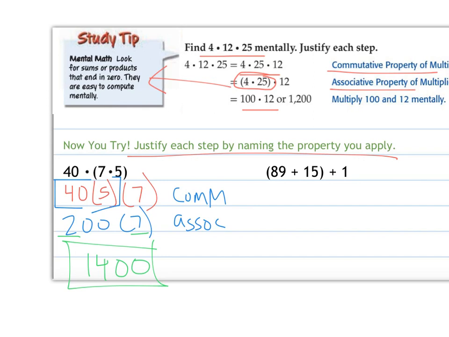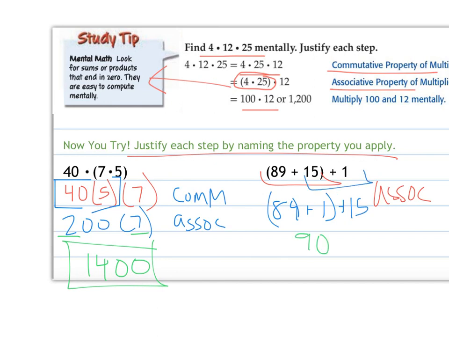For this one, 89 plus 15 plus 1, these are grouped. I'm going to use the associative property to group different ones. And I'm going to group 89 and 1 together. So I'm kind of using commutative and associative at the same time, since I also rearranged the order. Then I see that that's 90 plus 15, which is a lot easier for me to add together. Okay? So I use both commutative and associative in each of those.